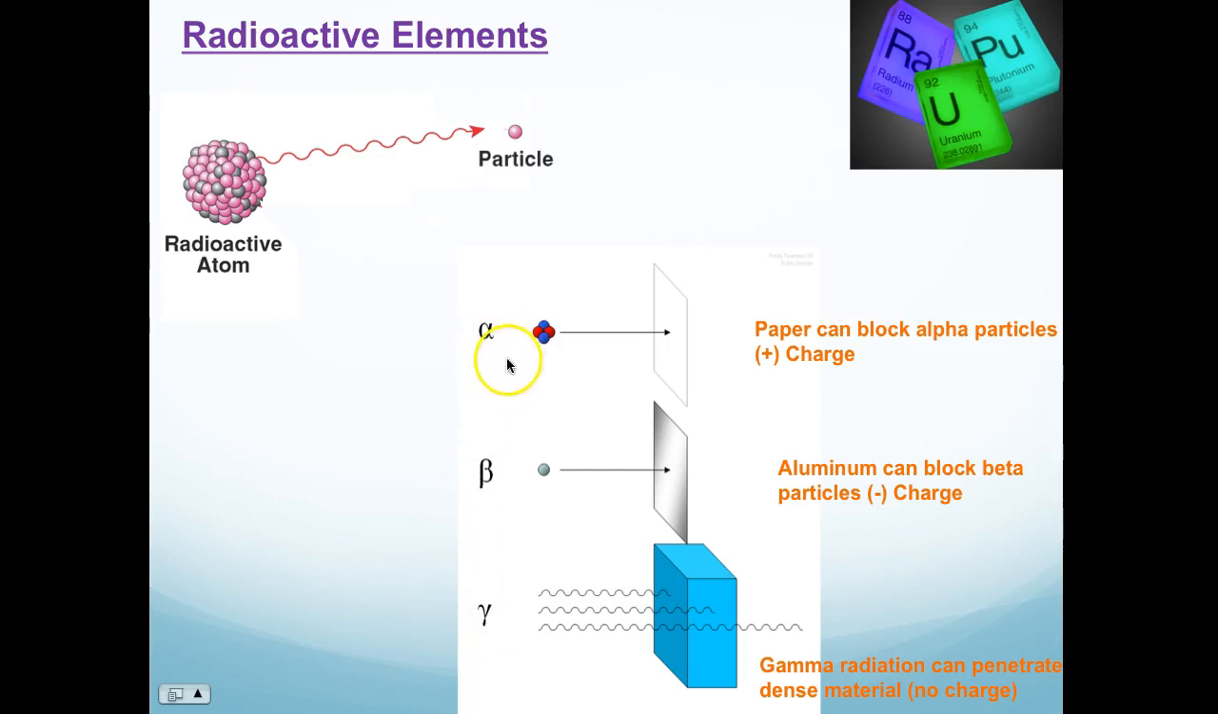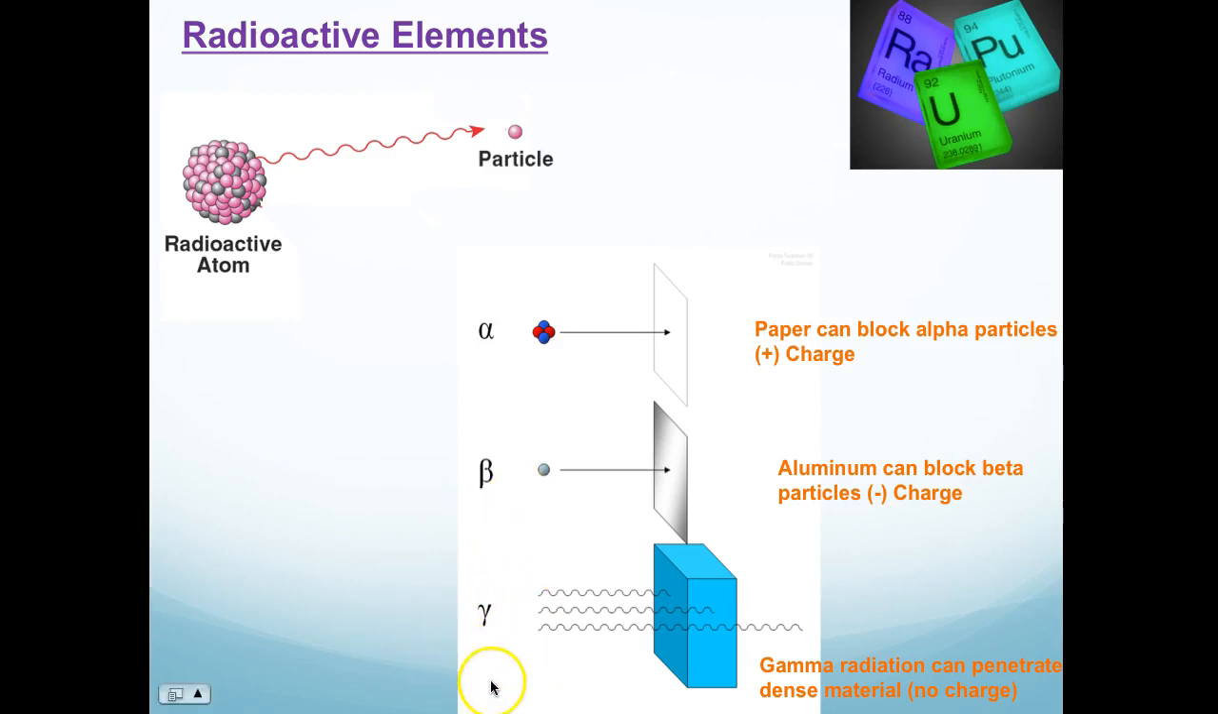An alpha particle is essentially a helium nucleus that's emitted from the atom, and it's not so high in energy, so just a piece of paper can block alpha particles. A beta particle is a fast-moving electron. A piece of aluminum is strong enough to block a beta particle.